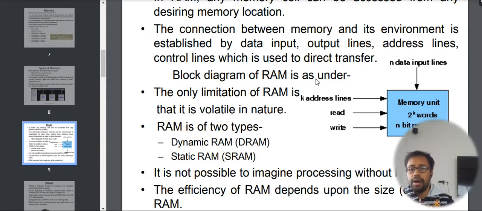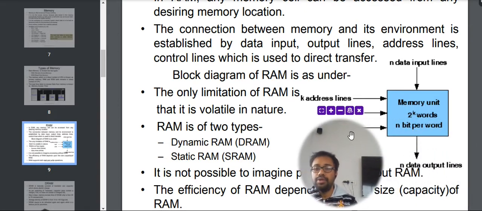The more input lines there are, the more output you will get, and that depends upon the quality of the RAM. If you are using a DDR2 RAM, it has fewer input lines. If you use DDR4 RAM, you will get more input lines. So here is the block diagram of data transfer in RAM. And an important thing that you will see: memory unit, 2 to the power k words, n bits per word.